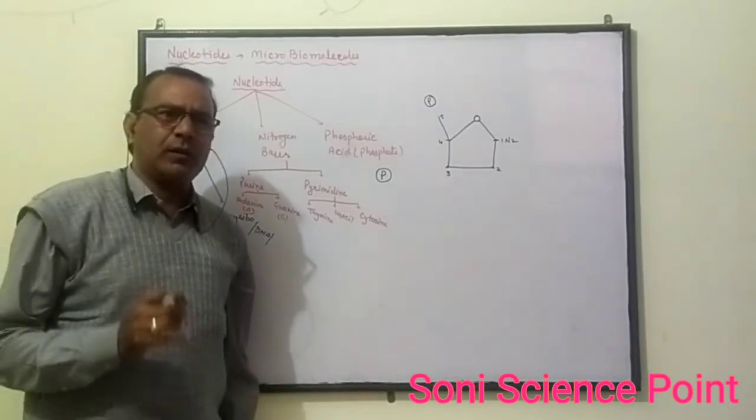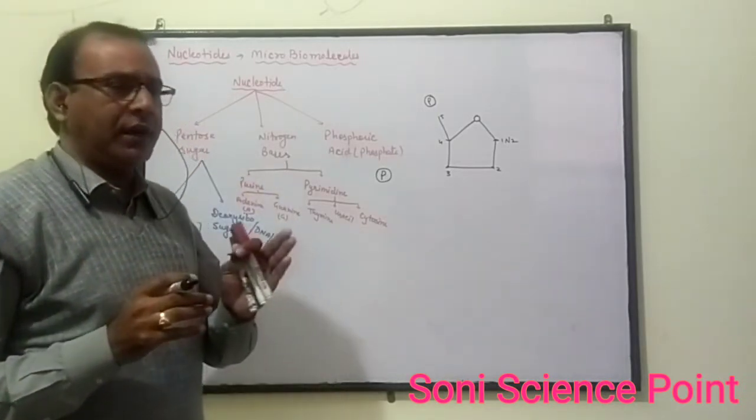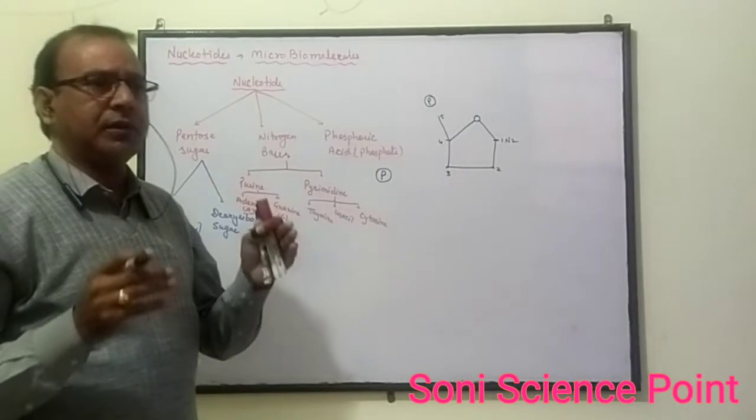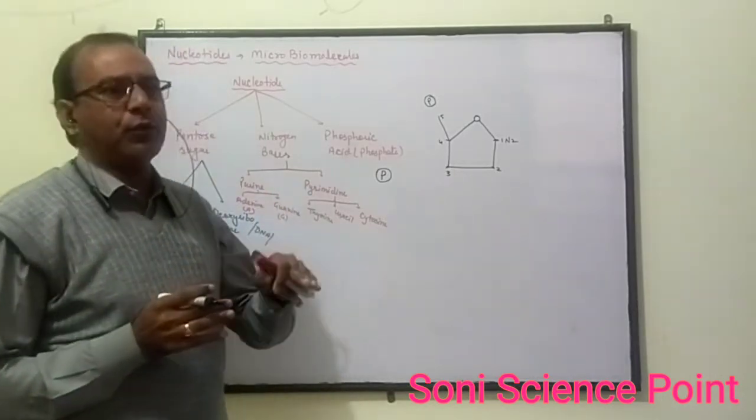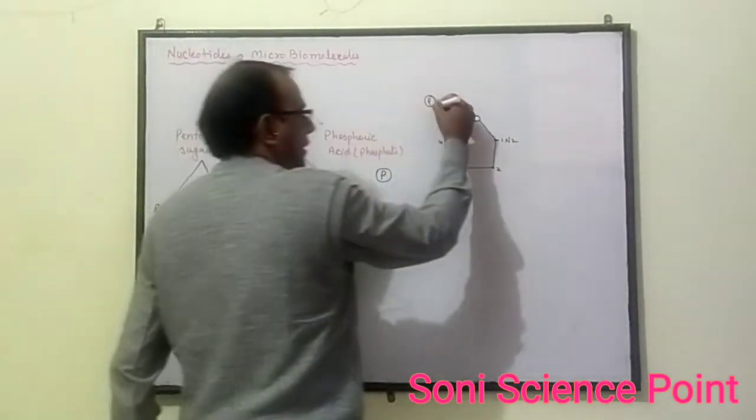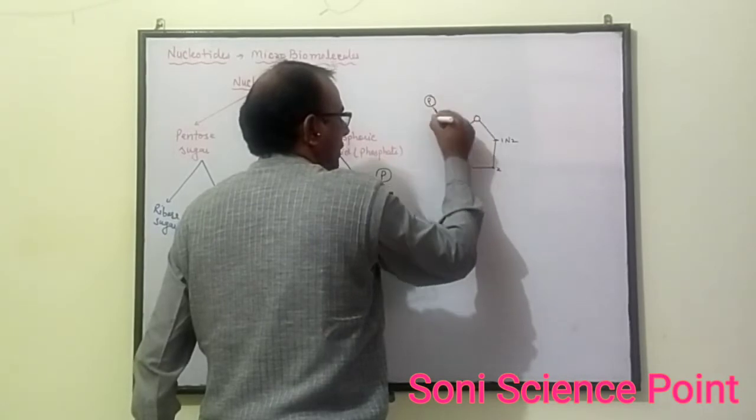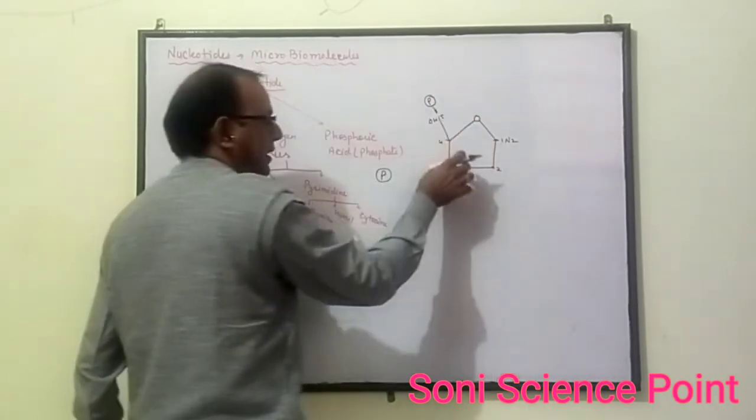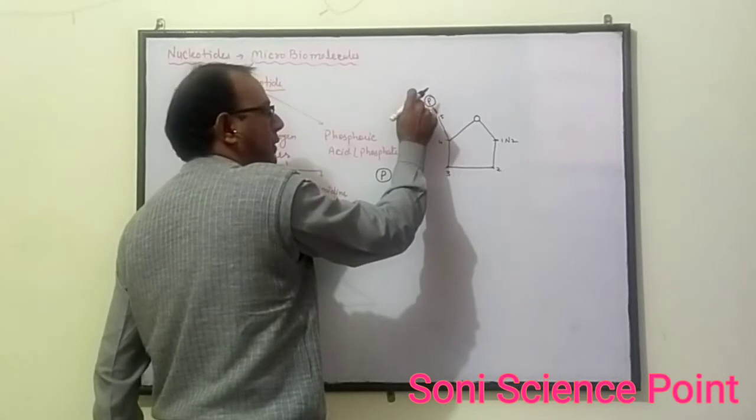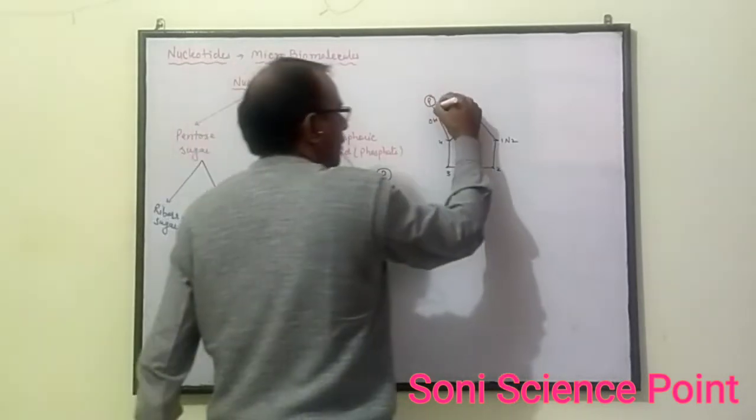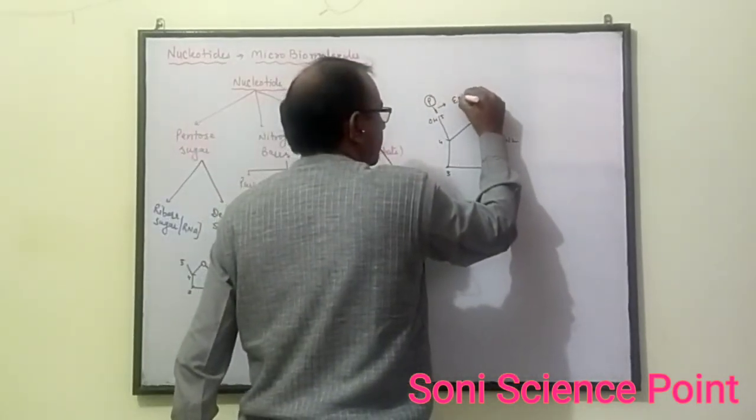What is the ester bond? The bond which is formed by elimination of one water molecule between the carboxylic and hydroxylic group is called an ester bond. Here the bond is formed between the OH-containing group and the phosphoric acid. This is called the ester bond.